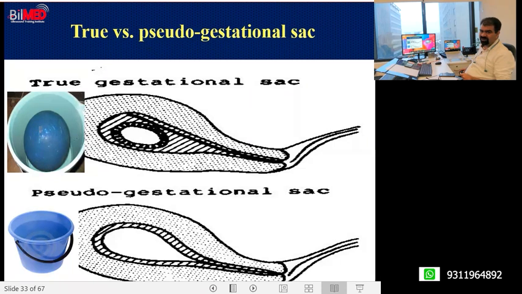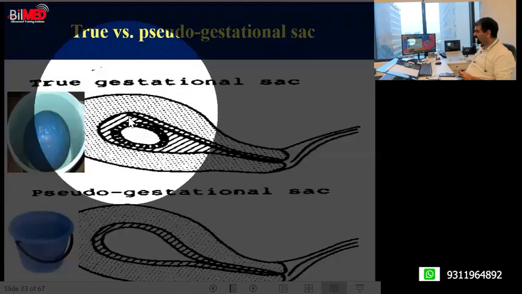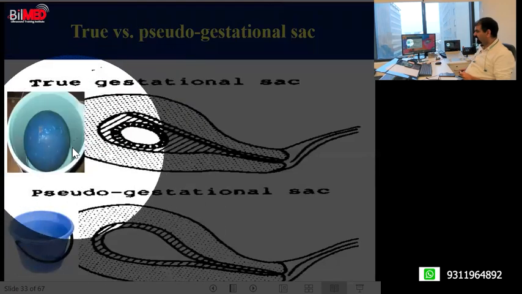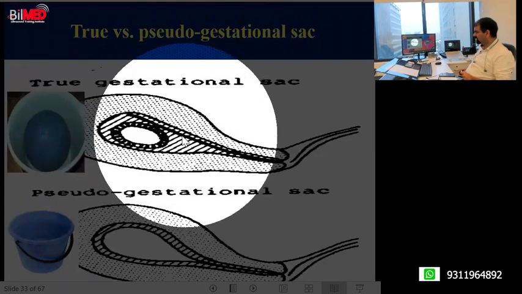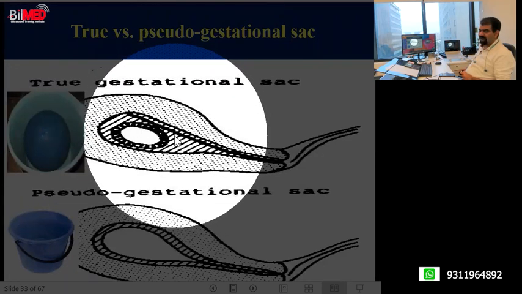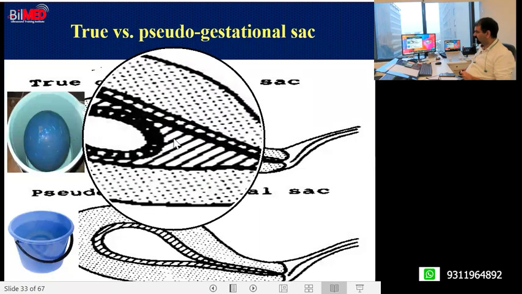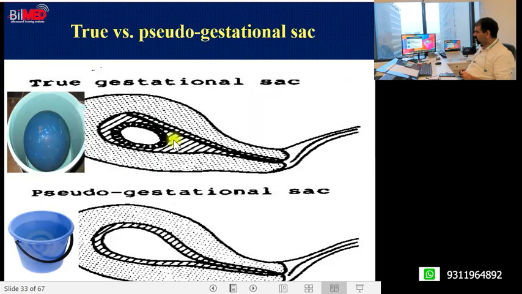I gave a 5 seconds pause. Now think yourself how this is applicable over here. If there is a space in between this bucket and the water ball, this space should be reflected over here, and that is called unobliterated uterine cavity. So if you see unobliterated uterine cavity, there is no point of having a pseudogestational sac.